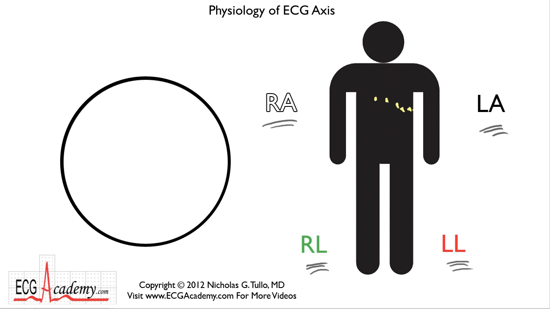Now let's keep in mind that in Europe, the color coding is a bit different. And these are the colors in Europe. The right arm gets red, the left arm gets yellow, the left leg is green, and the right leg gets black. Well, for the time being, let's just stick with the US colors and talk about the different leads and what electrical vector they are pointing to.